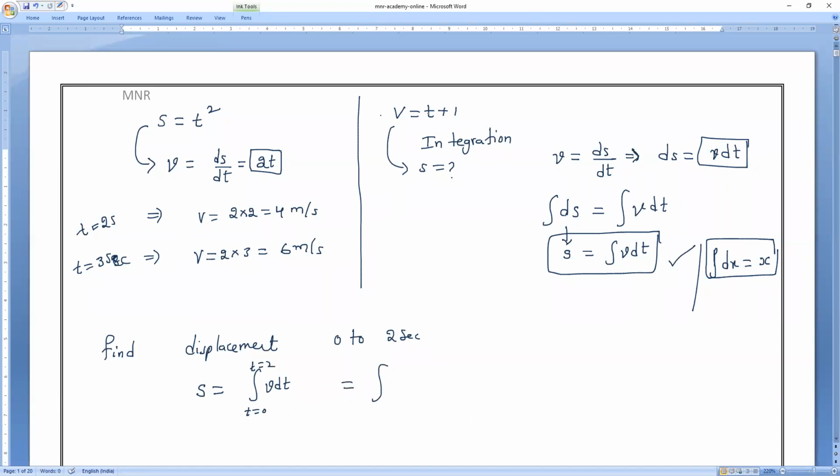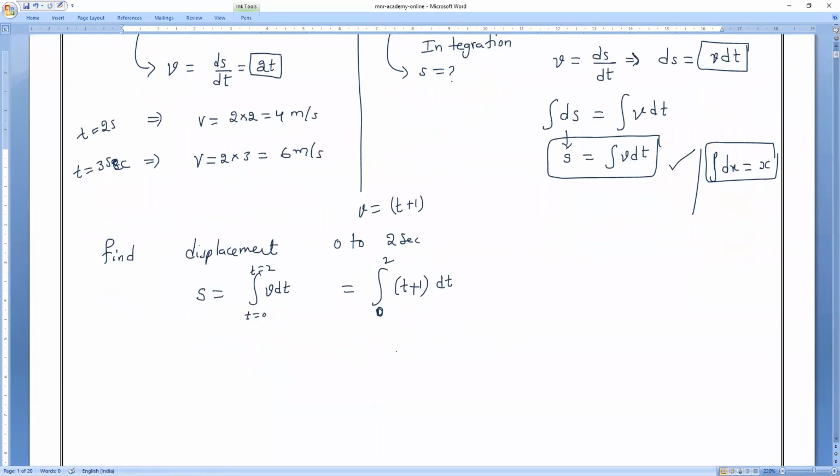Integration of v, what is given? V is equal to t plus 1. So I'll write t plus 1 into dt. Clear? Please be very careful. It is t plus 1. So t plus 1 into dt. Can you tell me what is the integration of t plus 1? Everybody, check it and tell me.